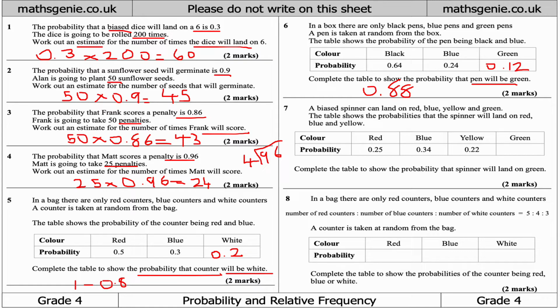So 0.25 plus 0.34 plus 0.22, I get 0.81 when I add them together. Okay, take that away from 1 and I get 0.19.